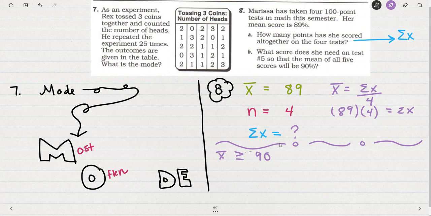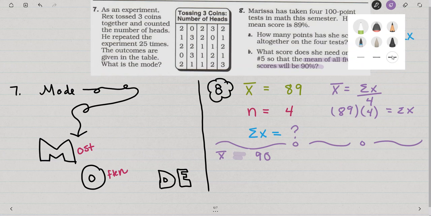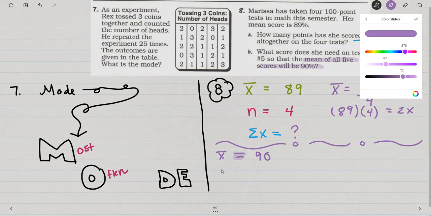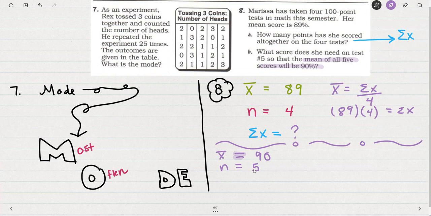Or, well, let me take that back, because as I read the problem more carefully, you can see the mean of all 5 scores will be 90. So let me take that greater than back. So we're not looking for at least 90. By the way this is phrased, we're going for exactly 90. Okay, so we're looking for an x bar of 90. We're given that the number of test scores is now 5, and we need to find what she needs on that last test so that this works out.